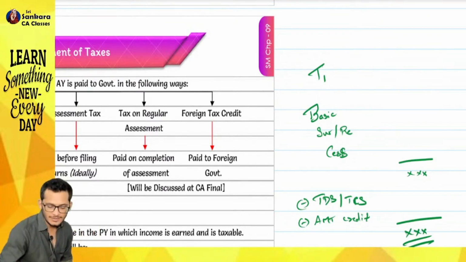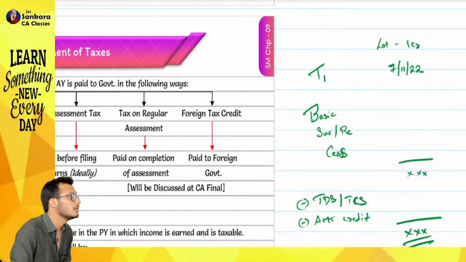Very simple example. Let's say you have won a lottery of 1 crore. You won a lottery of 1 crore on 7th November 2022. When did you win? 7th November 2022.